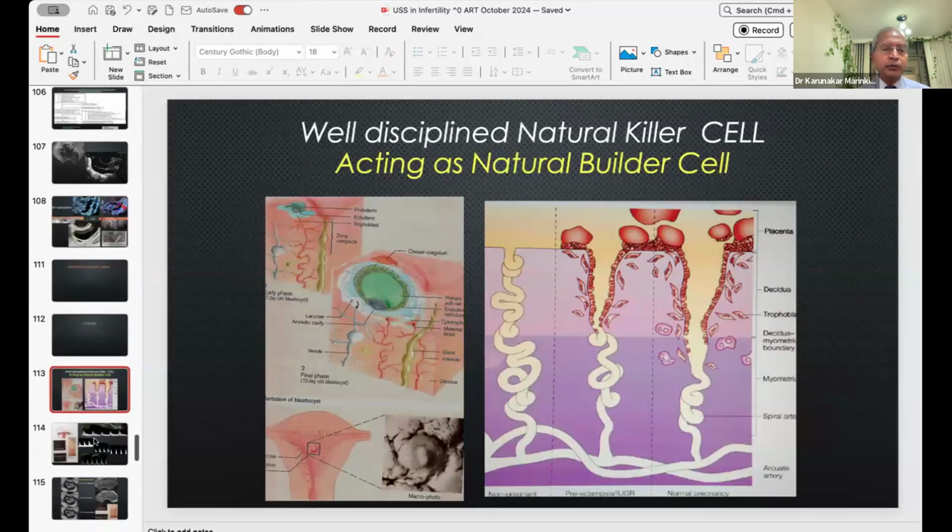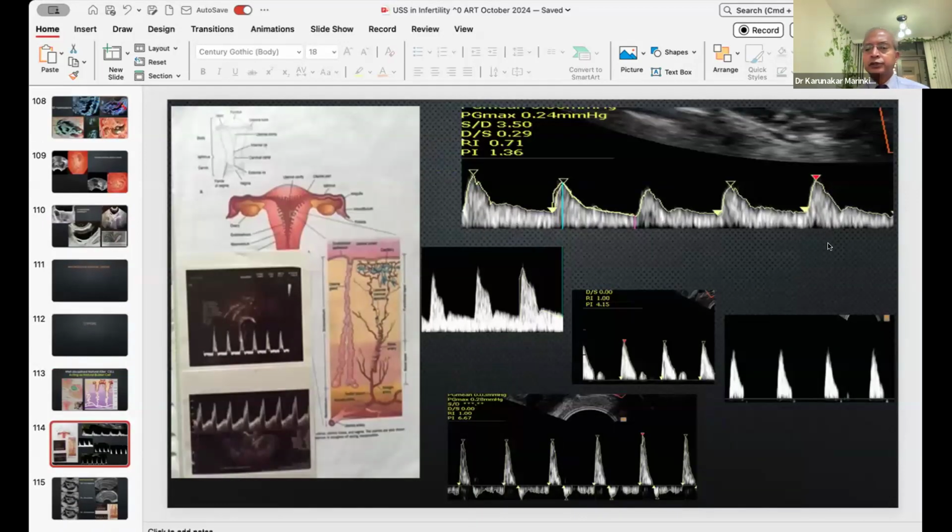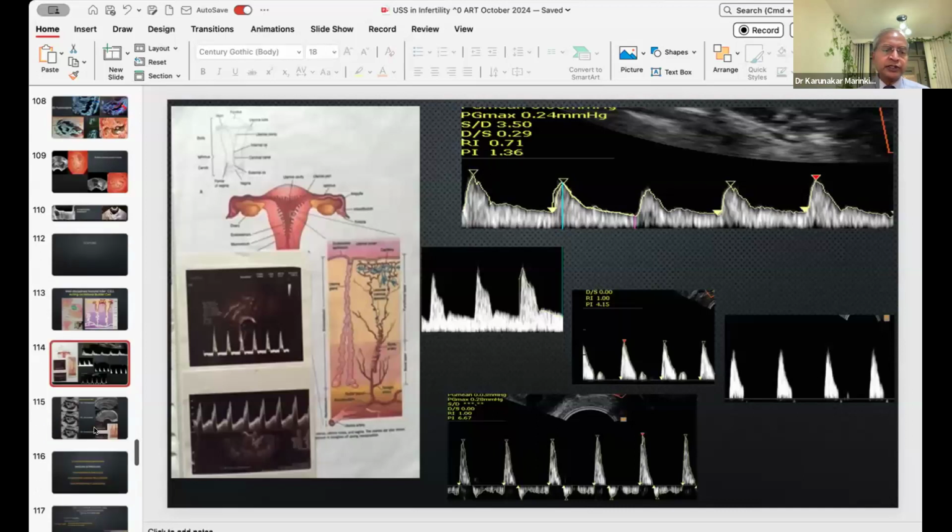The main point, now the Doppler: I only pay attention to reverse diastolic flow, or totally absent diastolic flow, deep diastolic notch, superficial diastolic notch. We don't pay too much attention for the ART.